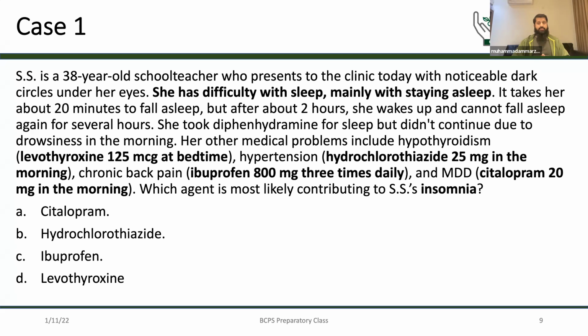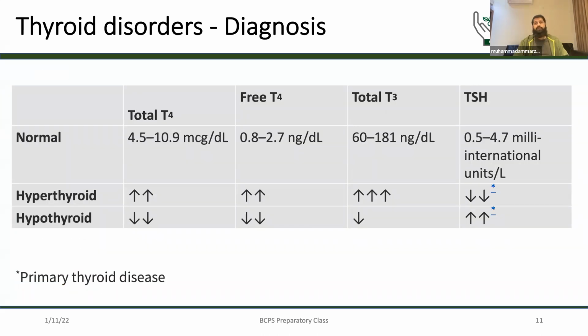So this is the concept you need to know, that when we treat patients with hypothyroidism or hyperthyroidism, the balance could go out. So if we are treating this patient for hypothyroidism by levothyroxine, the patient could experience symptoms of hyperthyroidism, which is insomnia. So levothyroxine is the answer for this case. So let's move to the diagnosis, and diagnosis is based on T4 levels and thyroid stimulating hormone levels.